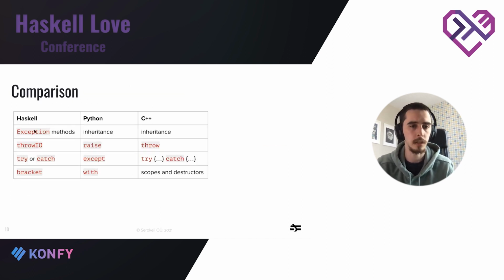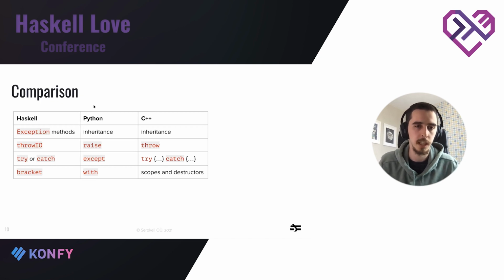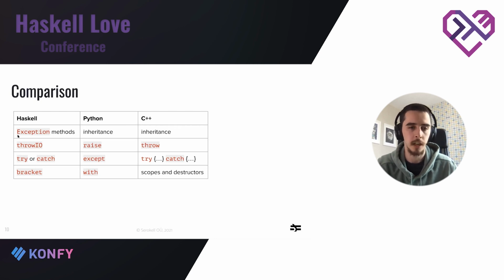As we have seen, working with exceptions in Haskell so far was quite similar to working with them in imperative languages. So here we compare Haskell with Python and C++. We can create a hierarchy of exceptions, we can throw them, catch them, and we have a method to work with resources and safely acquire and release them.